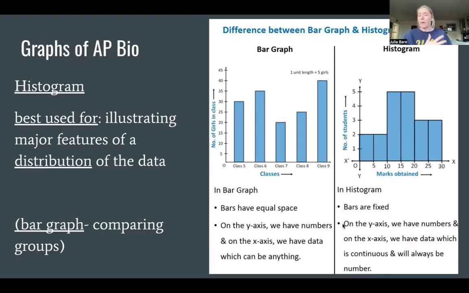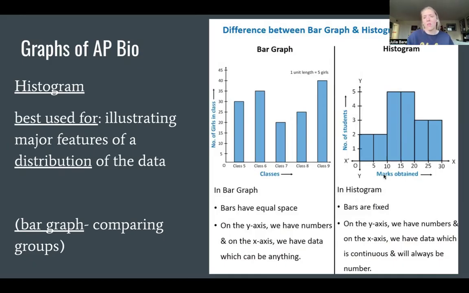Now, something that you might see in AP Biology, though I don't see it very often, is a histogram. And a histogram looks an awful lot like a bar graph. If you see this histogram over here, it's going to look very similar to a bar graph, but there are some slight differences. The bar graph here is showing a comparison of groups. You're showing different classes and the number of girls in those classes.